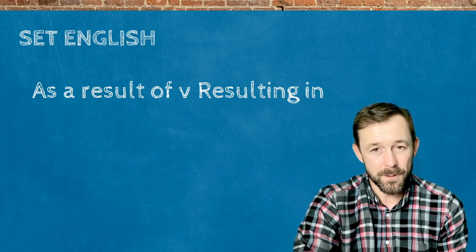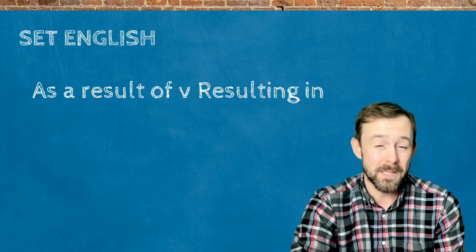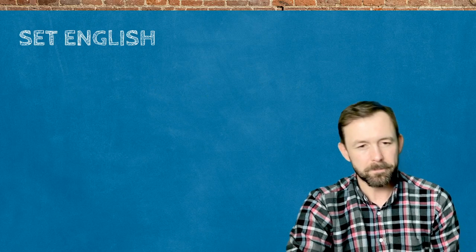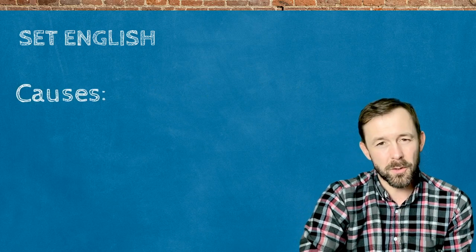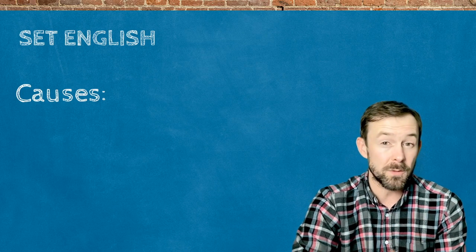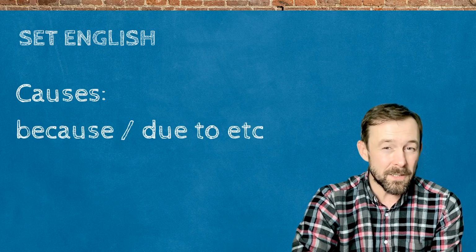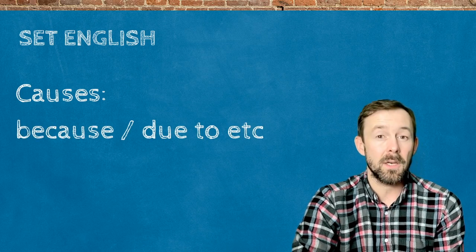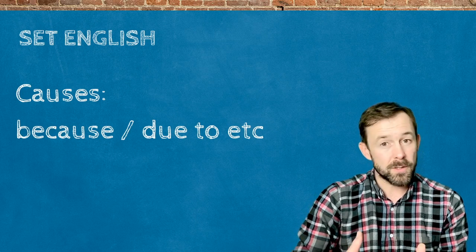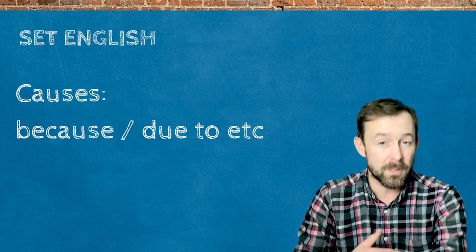To understand the difference between these two phrases, we've got to understand the difference between causes and results. So let's look at causes first. When you show causes in your writing or when you're speaking, you generally use these phrases, because or due to. Now these phrases are used to introduce causes. Now in real life, causes happen before results. We all know that. Something happens, then there's a result of it.